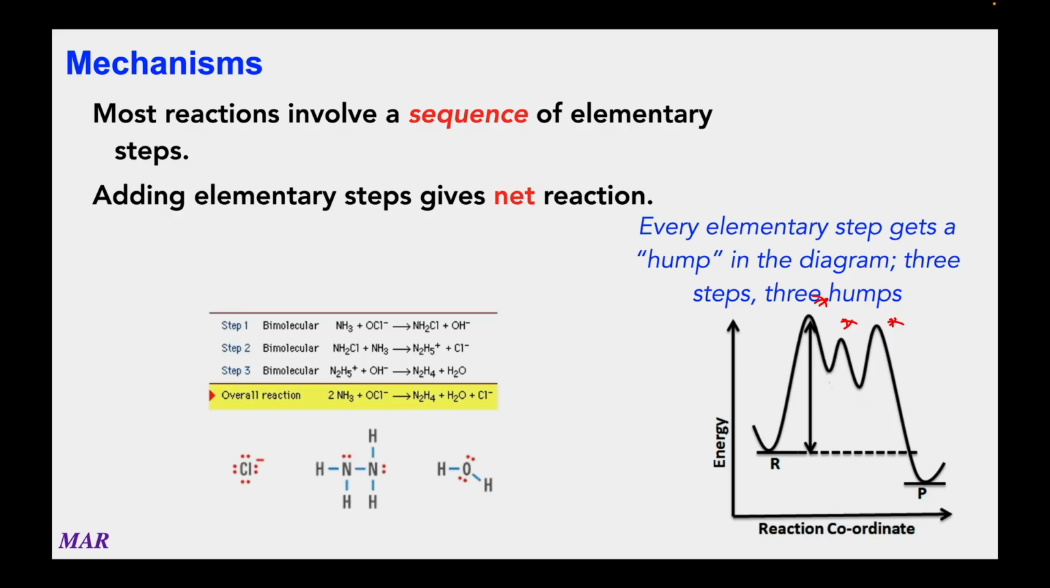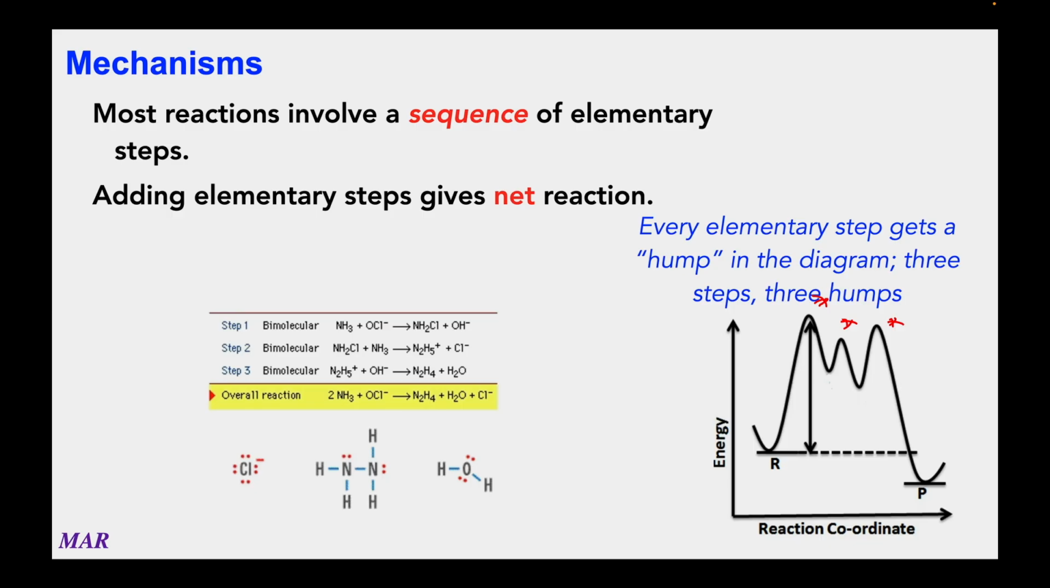Now, the second step has that chloramine, which is really reactive. It reacts with another ammonia to make what's called protonated hydrazine, N2H5+, and chloride, all right? And that's a lower energy of activation barrier. The chloramine wants to react really fast. And also that protonated hydrazine in step 3 reacts quickly with hydroxide to make regular hydrazine and water. So overall, you can see the reaction is two ammonias and hypochlorite making N2H4 plus water plus chloride.